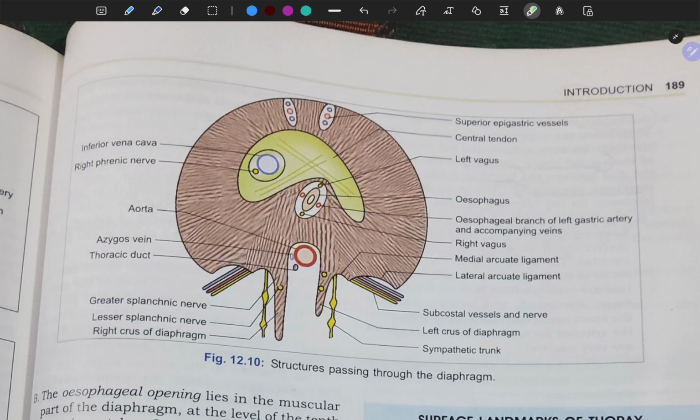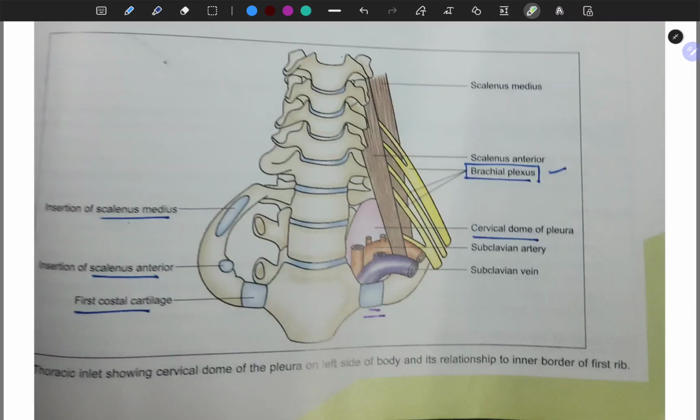Thereby, it may compress the celiac trunk, causing ischemic necrosis to the segment supplying it. Now, this is a very important one, as the thoracic inlet is very important. On the left side, in between the scalenus anterior and scalenus medius muscle, the brachial plexus emerges. Subclavian artery lies in between the scalenus anterior and scalenus medius. Subclavian vein lies in front of the scalenus anterior group of muscles.